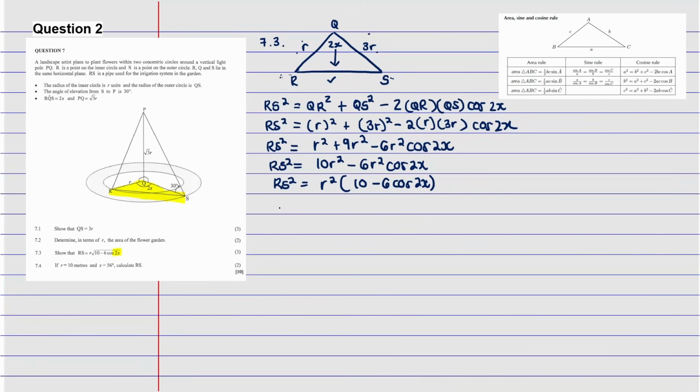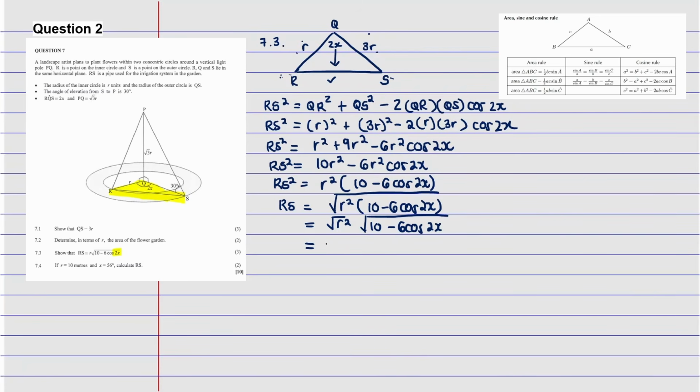We're going to square root both sides, so RS is equal to the square root of everything here. So it's going to be what? It's going to be R squared, then open bracket, 10 minus 6 cos 2x, right? So since we have a square root and these two are multiplying, I can distribute the square root. So this is the same as the square root of R squared, and the square root of 10 minus 6 cos 2x, right?